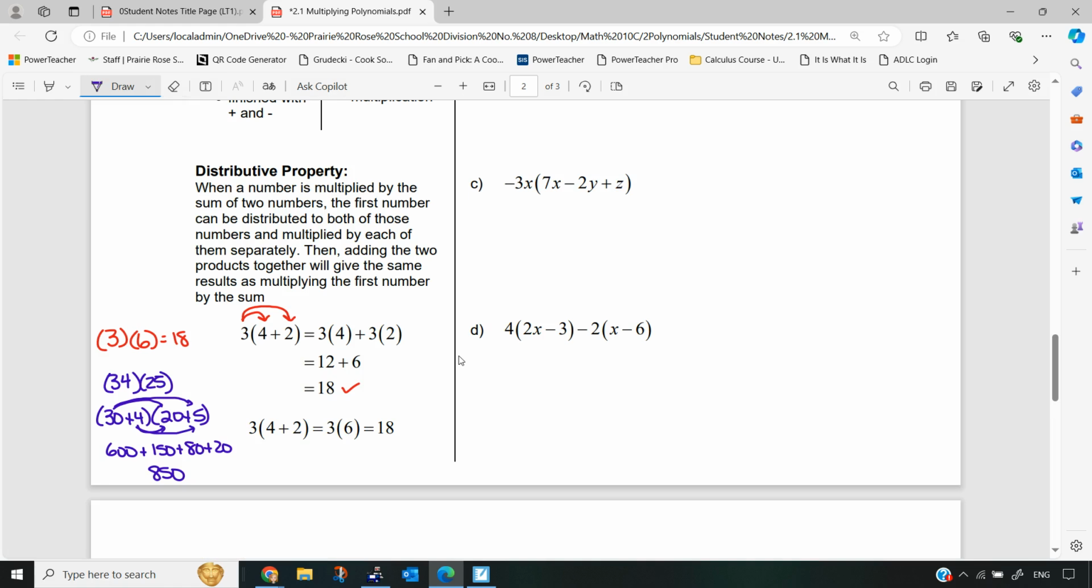Moving on to our next two examples, I have negative 3x times 7x, so negative 21x squared. Negative 3x times negative 2y, so negative 3 times negative 2 is positive 6. x times y is xy. And then negative 3x times positive z gives me negative 3xz.